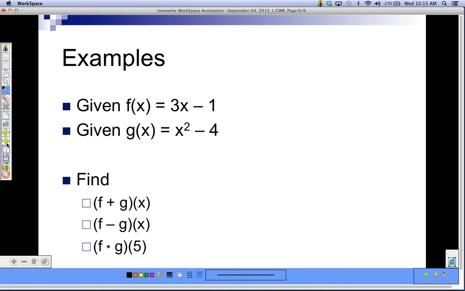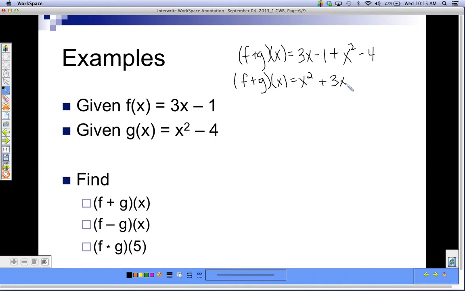All right, let's try some basic compositions. We're going to be adding. So we want to take f plus g of x. So we're leaving this in terms of x, which means when we find f plus g of x, we're going to take function f, which is 3x minus 1. We're going to add it to function g, which is x squared minus 4. So combine your like terms and simplify as much as you can. And we should find that we have x squared plus 3x minus 5.